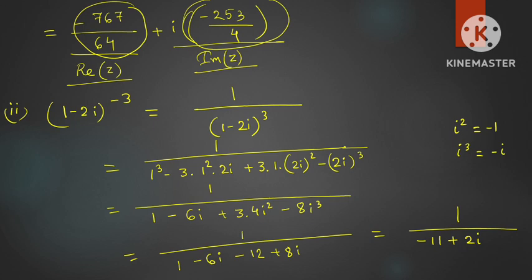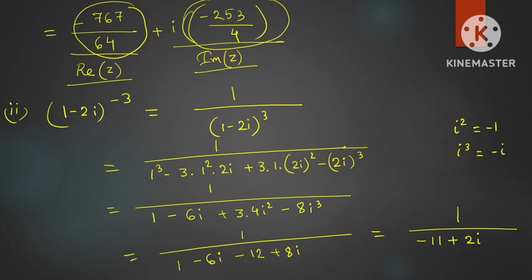So this is not in the standard format. To make it into the standard format, we are going to multiply with minus 11 minus 2i in the numerator and in the denominator also. And in the denominator we get (minus 11 plus 2i) into (minus 11 minus 2i).